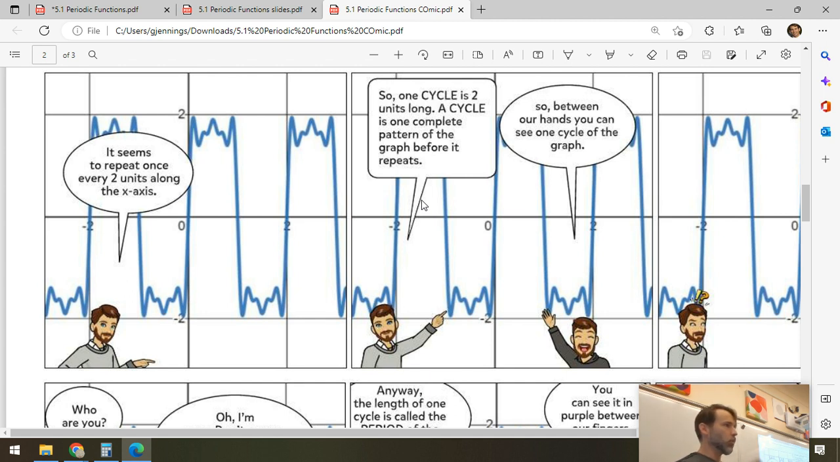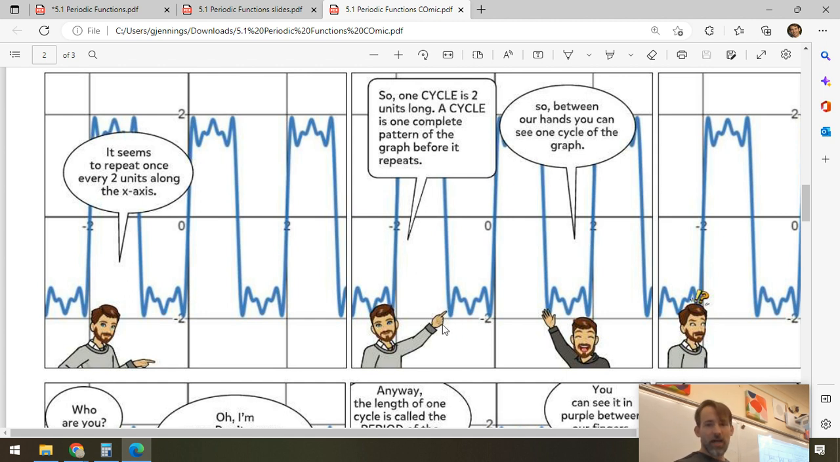So your heartbeat, 1 cycle would be lub-dub. Your breathing, 1 cycle would be inhale, exhale. For the position of the sun in the sky, 1 cycle would be daytime, nighttime. Nighttime is very long these days, and daytime is very short. Okay. So when you see one pattern repeat on the graph, that's 1 cycle length. In this case, a cycle length is 2 units long.